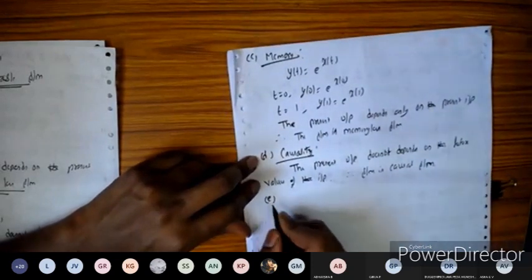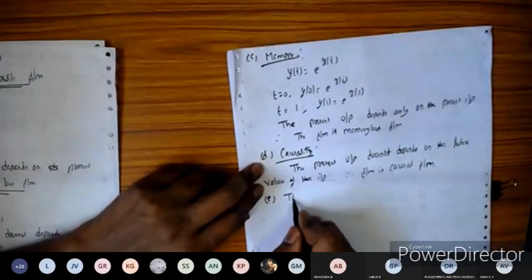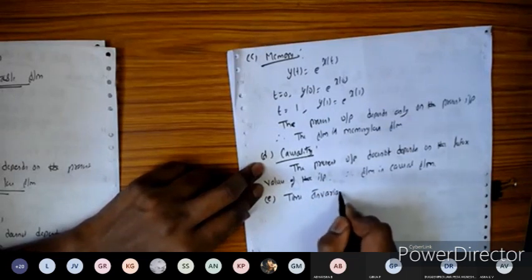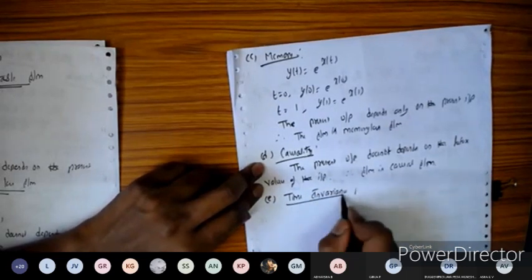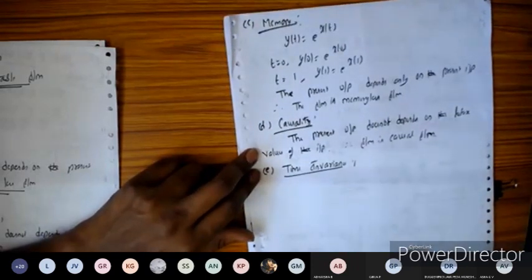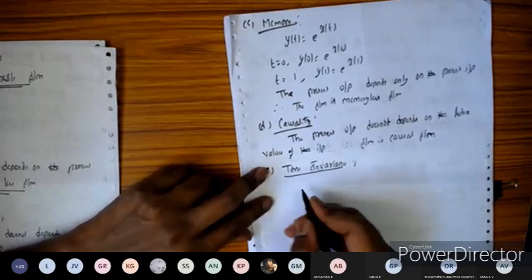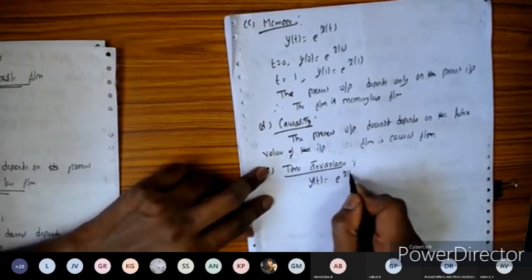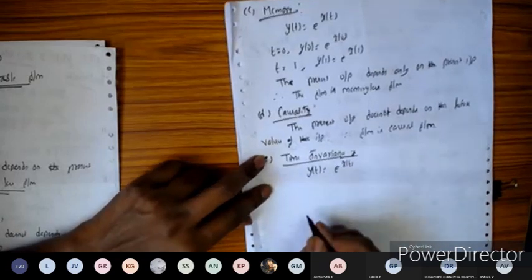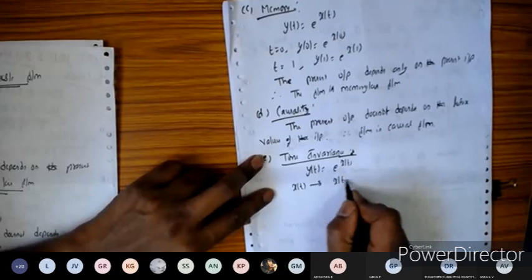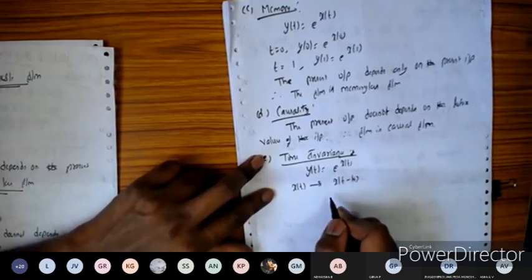So done. The next one is the time invariance property. For time invariance, given the system y of t is equal to e to the power of x of t, let us replace x of t by x of t minus t naught here.